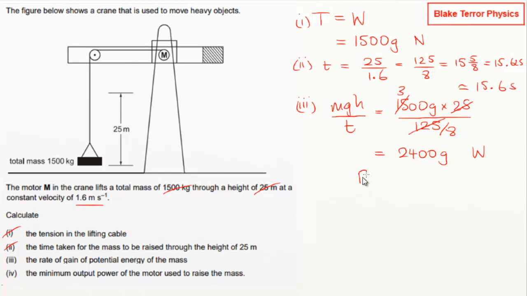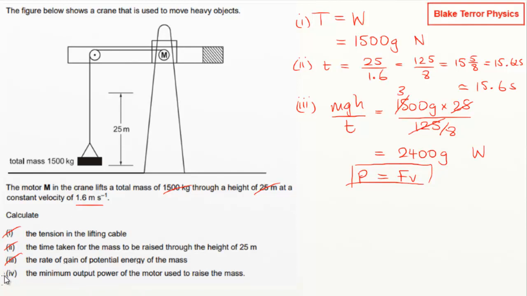We could have done the same thing of saying power is force times velocity, which is using the same numbers. You get exactly the same thing. Doesn't really matter which one you use. It's just two ways of describing exactly the same thing. So that is our rate of gain of potential energy of the mass.